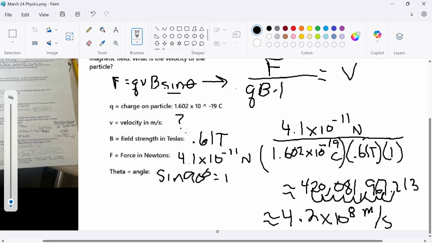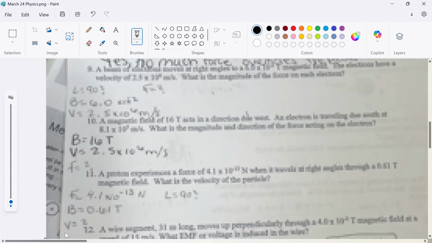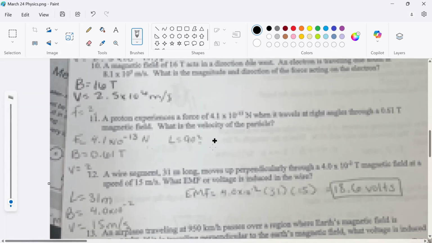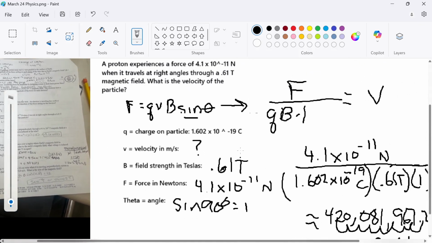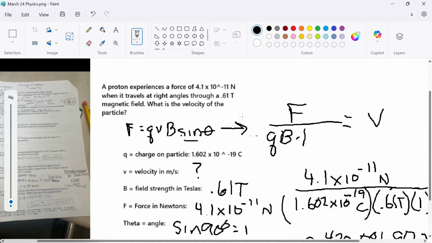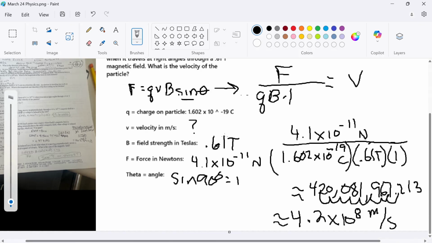And I'll remind you just one more time, my numbers may be wrong because this email decided to just attach a thumbnail instead of the actual page, so it's blurry to me. So if the numbers are different, put in different numbers. But that's how you find the velocity given a particle type going through a certain magnetic field at a certain angle, and there's a certain amount of force experienced by that particle. The force equals charge on particle times the velocity of the particle times the field strength times the sine of the angle. And there's your answer, 4.2 times 10 to the 8th meters per second.